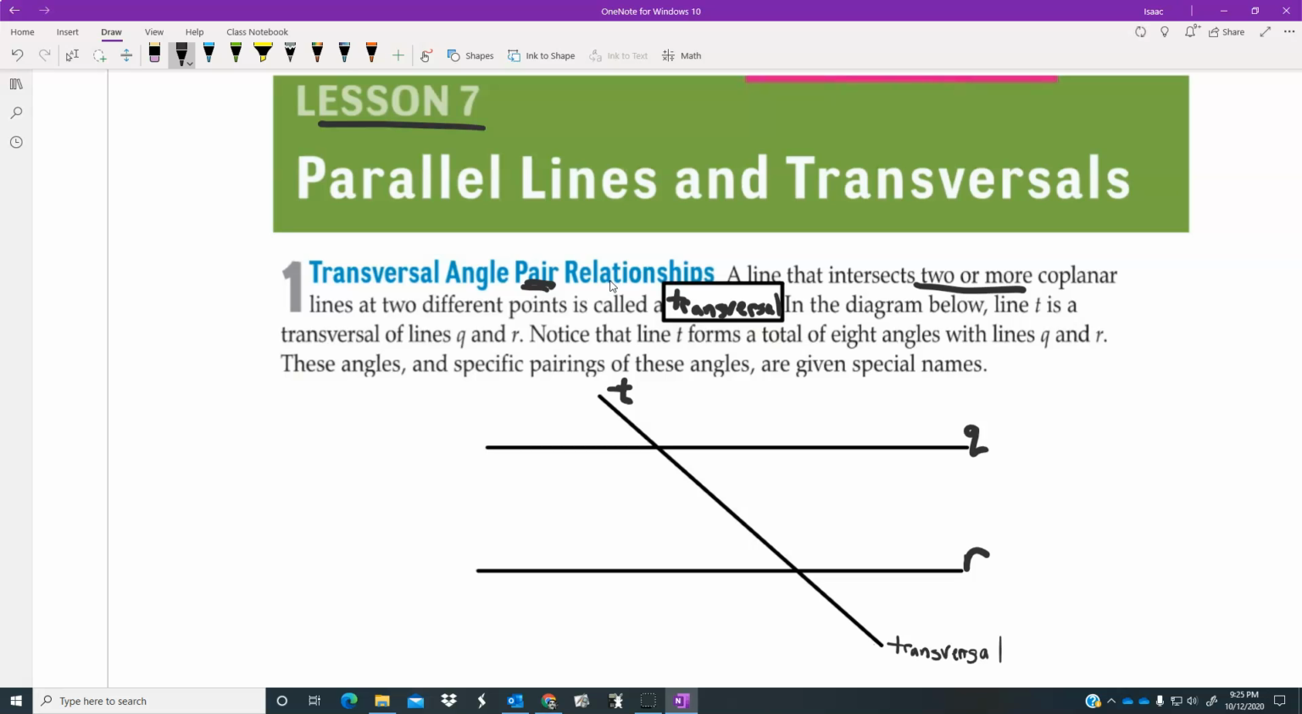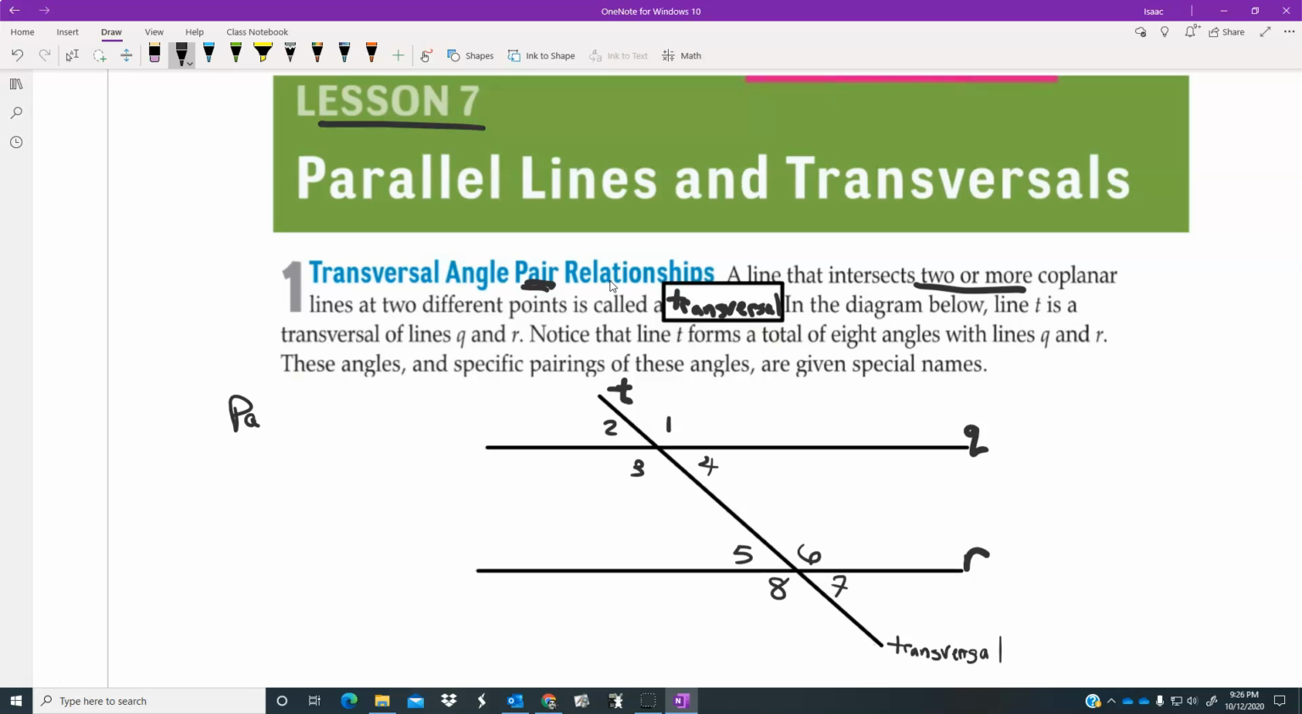Now, as soon as you get this line that crosses a couple of other lines, it generates a whole bunch of angles that are listed in here. Now, I'm going to number these out. I'm going to go 1, 2, 3, 4, just going around that one, and do the same thing here, like 5, 6, 7, and 8, something like that. There are 8 different angles that are going to be formed here.